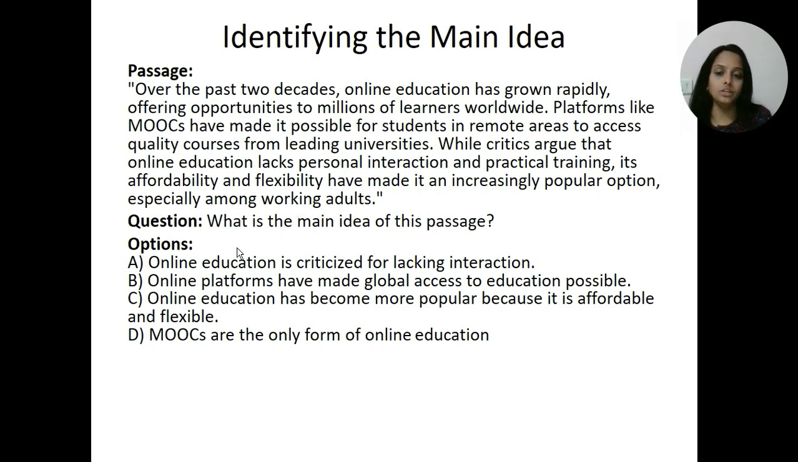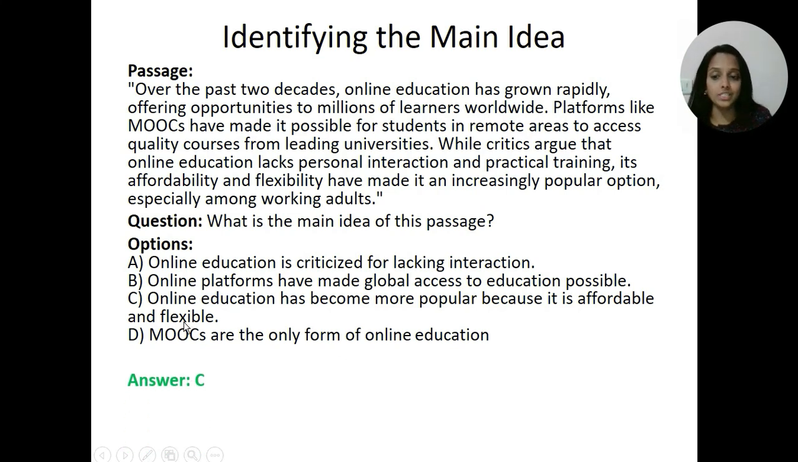And here is the question, what is the main idea of the passage? Again, the four options are: online education is criticized for lacking interaction, online platforms have made global access to education possible, online education has become more popular because it is affordable and flexible, MOOCs are the only form of online education. So let me reveal the correct answer.